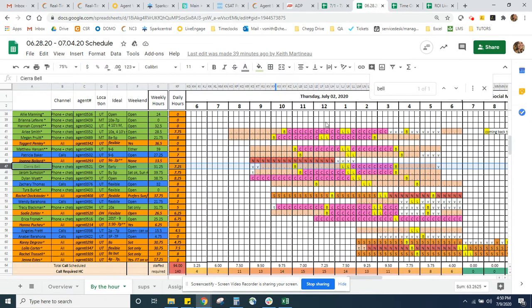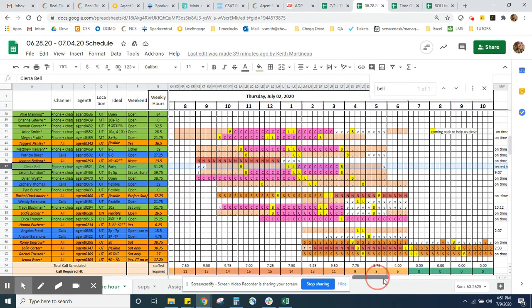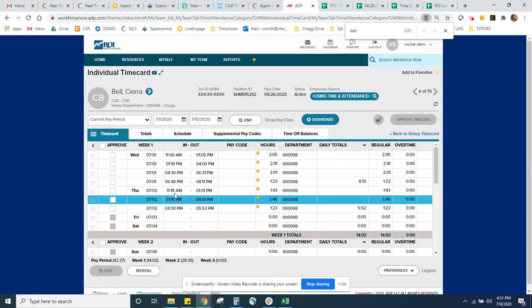I'm going to pull up her schedule for the day that I'm looking at, which is the 2nd of July. And I'm looking at, okay, so she had some VTO in the morning. She had some in the afternoon. It looks like she texted Harry about having a doctor's note, but we didn't mark what time she came in. So in order to figure out what we should be looking at, we're going to look at ADP.